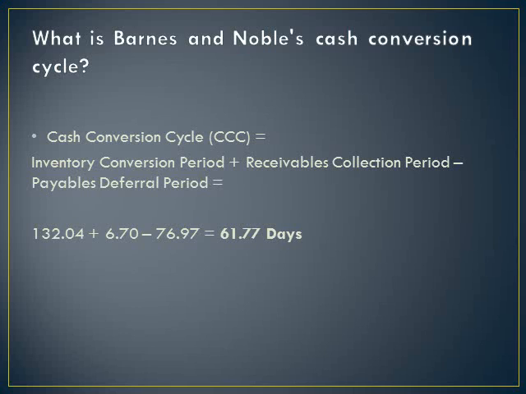What is Barnes & Noble's cash conversion cycle? Now that we've computed the inventory conversion period, receivables collection period, and payables deferral period, we can calculate cash conversion cycle. To do this, we add inventory conversion period and receivables collection period, and then subtract payables deferral period. This comes out to nearly 62 days.